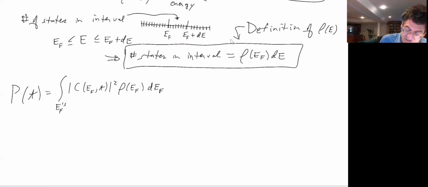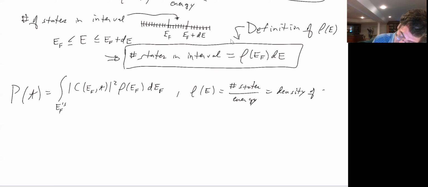So this is my probability of ionization. And rho of E equals number of states per energy equals density of states. Sometimes we just call it DOS, density of states. That's actually common usage, DOS. And then we just plug it in. We have a formula for this, and so we can then just write out this integral.